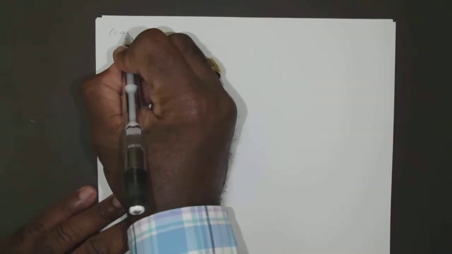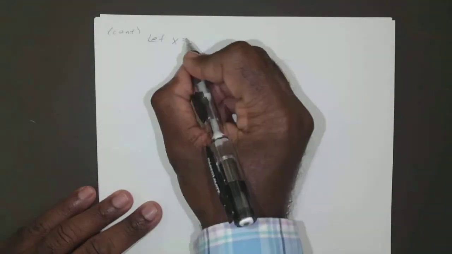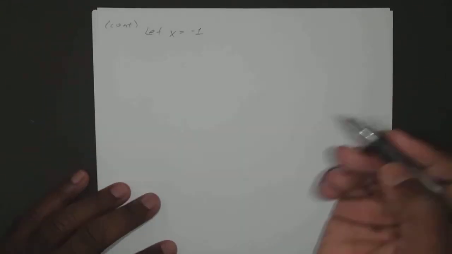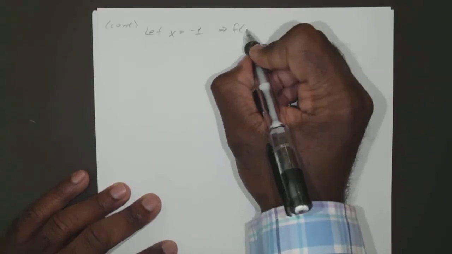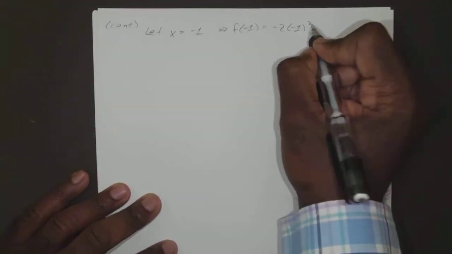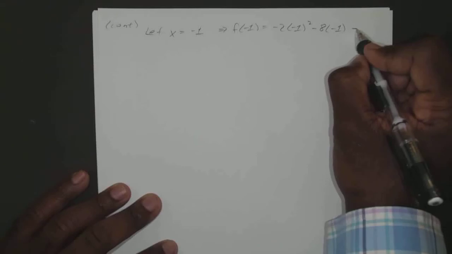So, let's say x equals -1. Doesn't really matter which value you pick. You can just pick any. I just pick -1. Okay, so that means f of -1 is going to equal -2 times -1 squared minus 8 times -1 minus 8.